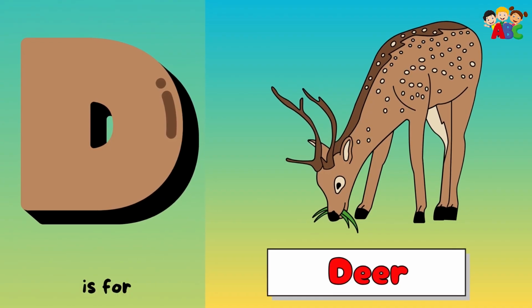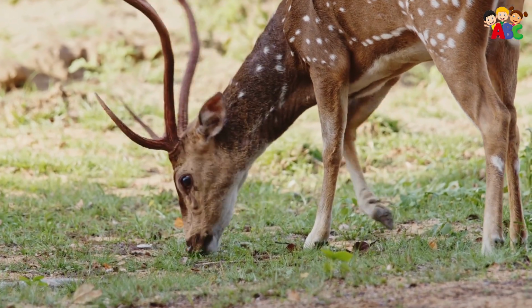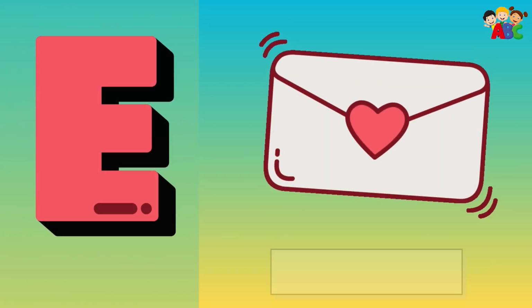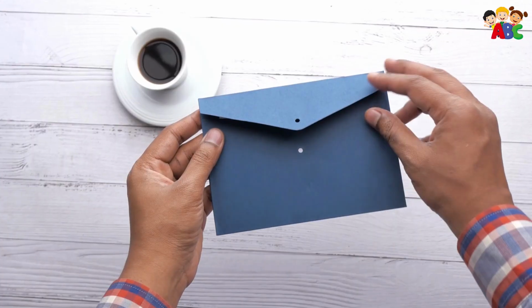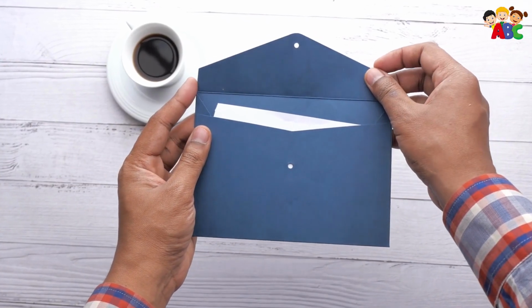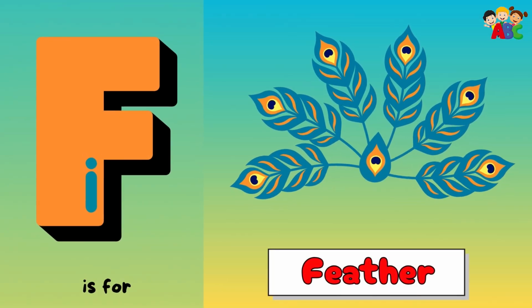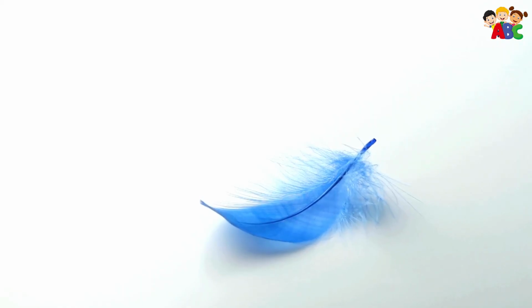D for deer. E for envelope. F for feather.